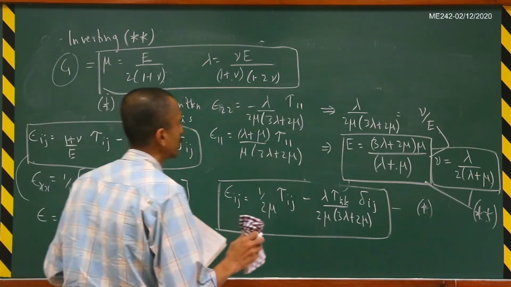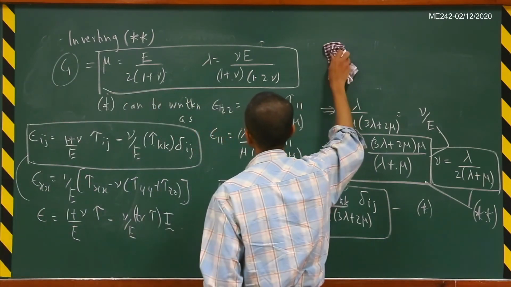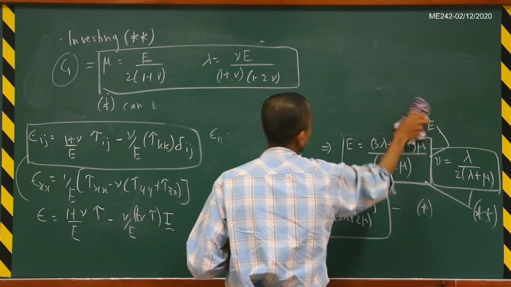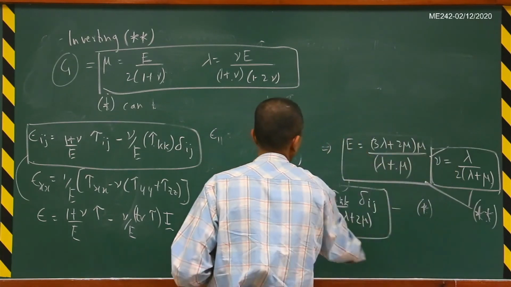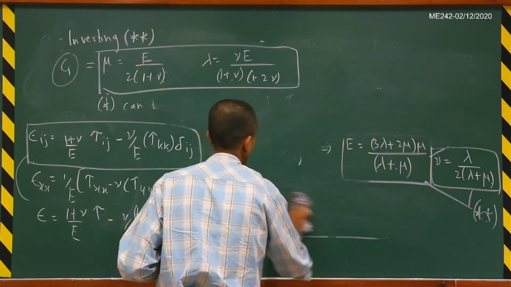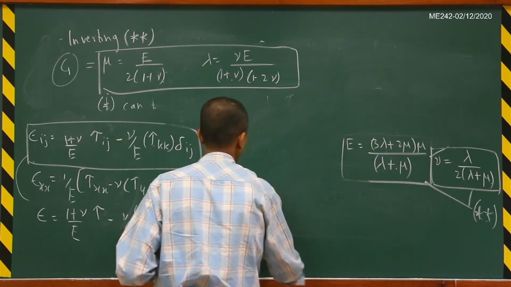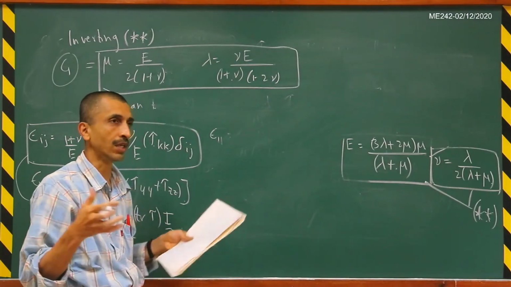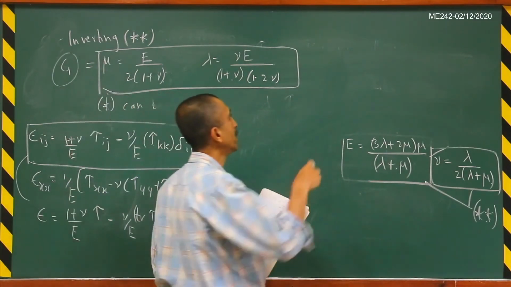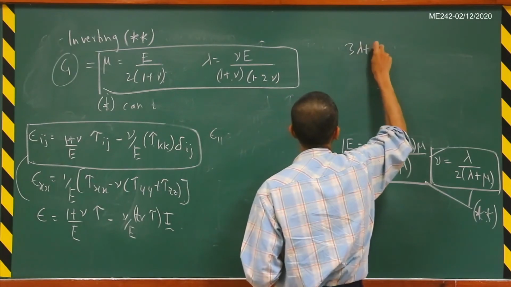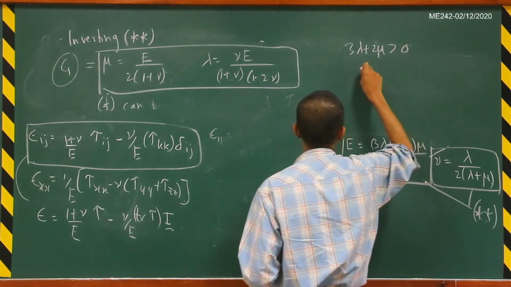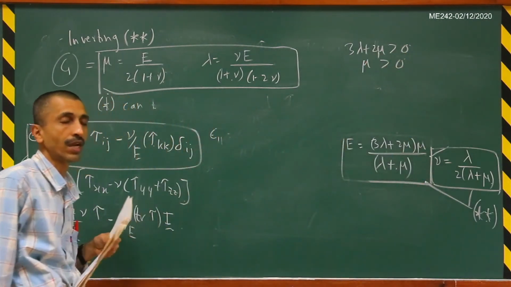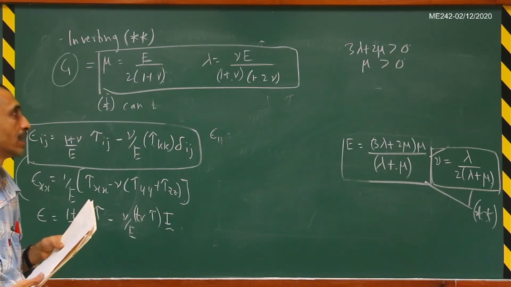Fine. So what we had done, let me just erase a part of this. Yes, so so far, based on the simple shear and based on the uniform compression, what we have deduced is that 3 lambda plus 2 mu is greater than 0, and we had said that mu is greater than 0. So these are the two inequalities that we have derived based on thought experiments.